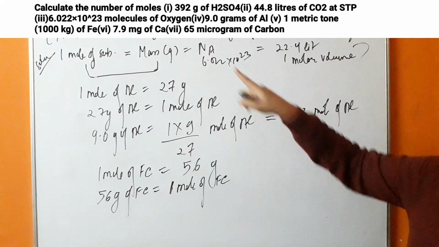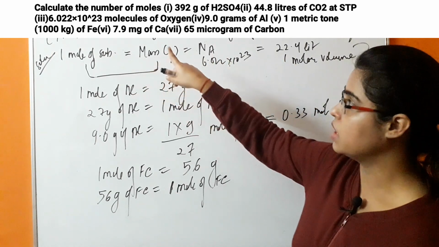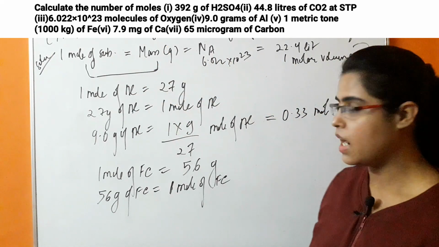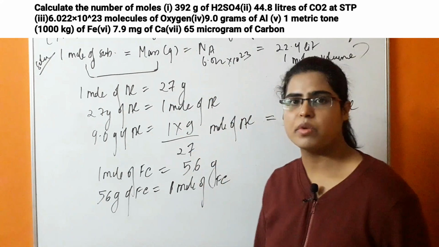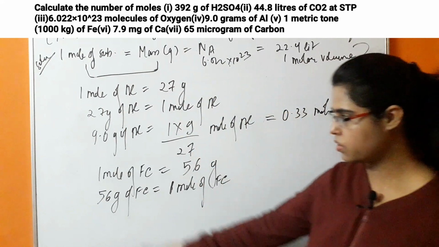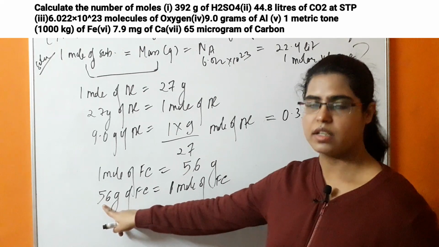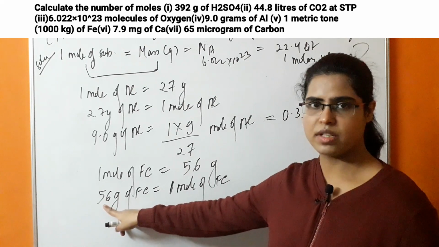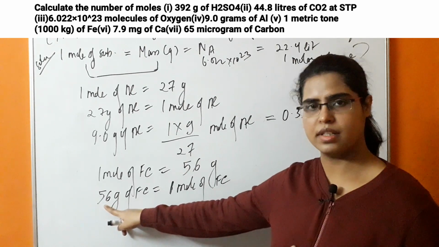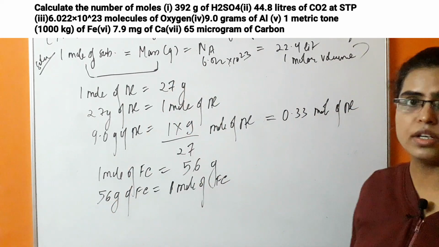So in this case we have to find out the number of moles in 10 to the power 3 kg, and we have to convert 10 to the power 3 kg into grams, because in the standard mole concept, mass is always represented in grams. So we have to convert it into grams.